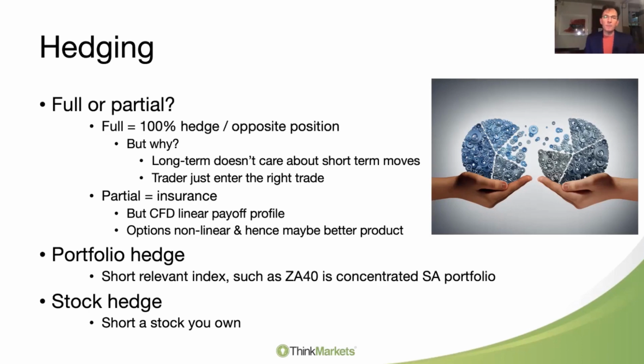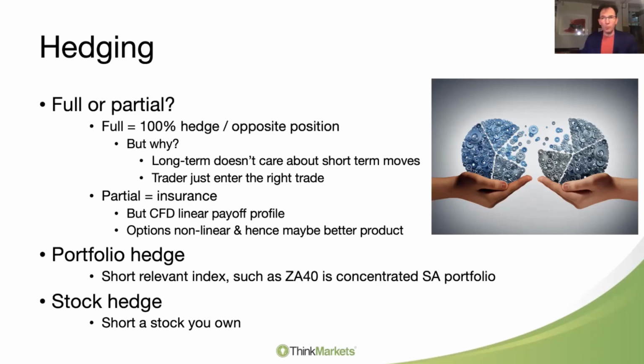The problem is that your CFDs are linear profiles. And when I'm doing that sort of insurance product, I much prefer a non-linear. And therefore, options are often a better product, but options are few and scarce on our market. If you're in the US, there's a wide option market. To a degree in the UK, not in South Africa.